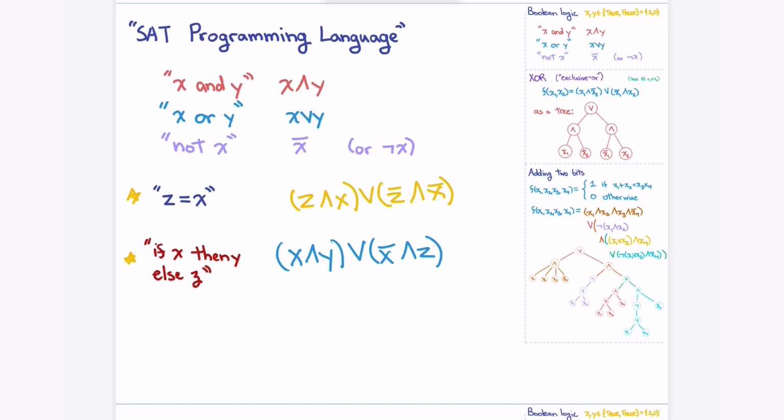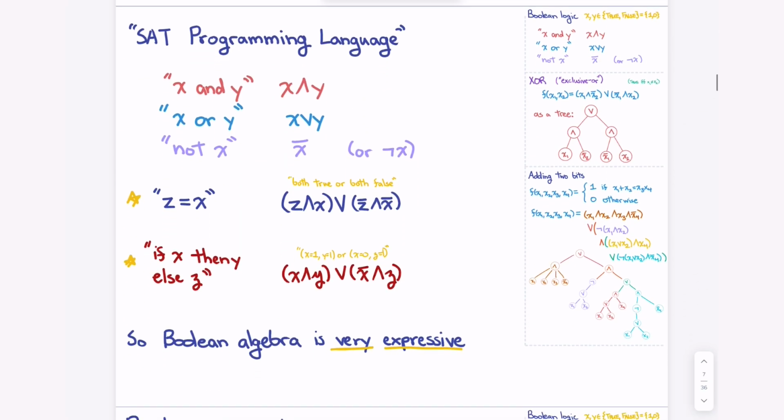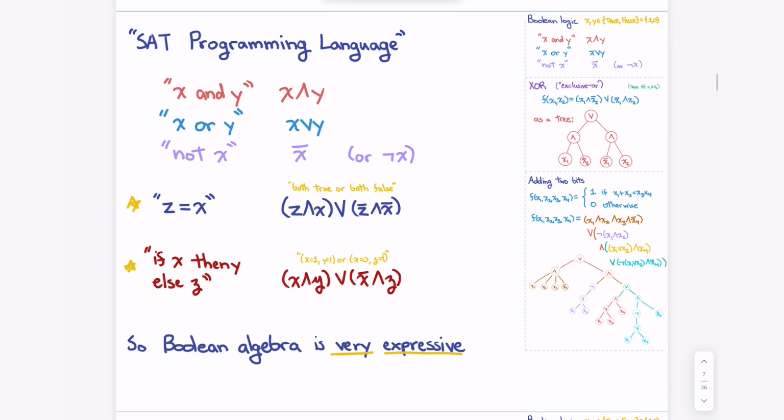So you can do assignment, you can do if-else. The point is that these three operations are actually pretty expressive. Once you start putting together some of these small things, you can imagine building more complex things over time. In fact, the way I figured out how to do adding 2 bits is, if I can do assignment and if I can do if-else, then I can add 2 bits.